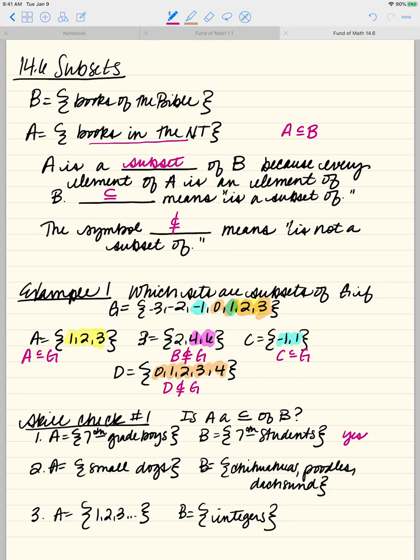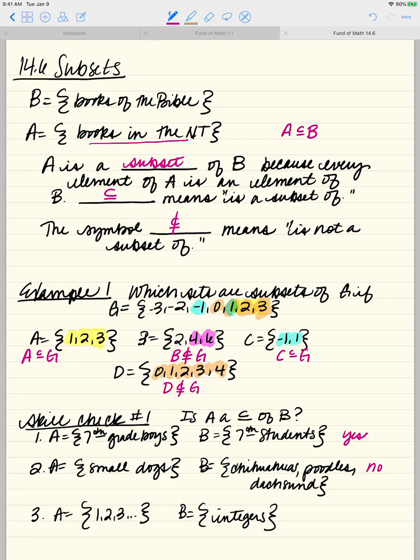Number 2, set A is small dogs. Set B is chihuahuas, poodles, and dachshunds. Now, you need to know a little something here. Dachshunds are small dogs. Chihuahuas are small dogs. Poodles are not small dogs. Some of you might say this set really isn't well defined, and you're actually pretty right about that. It is hard to say distinctively small dogs here. But we're just going to go with, in general, poodles, we would not consider them small. So we're going to say A is not a subset of B.